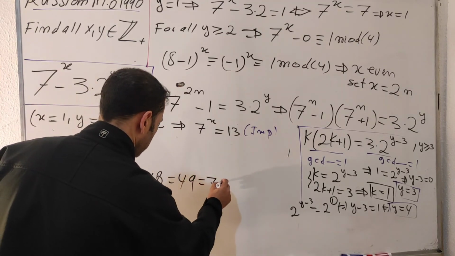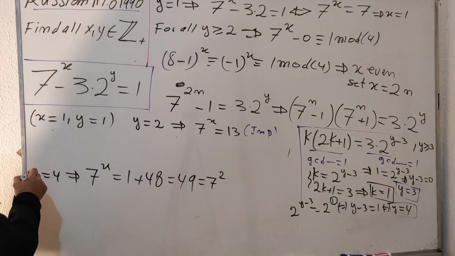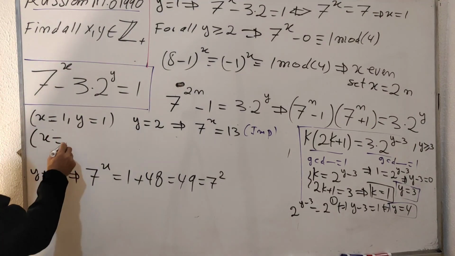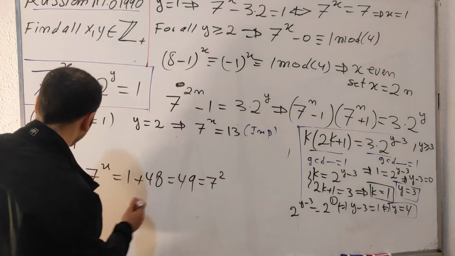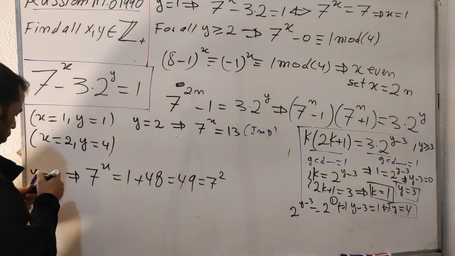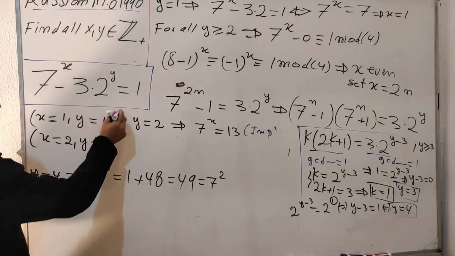Is the same as 7 squared. So I get the solution. I get x equals 2 because of this exponent, and y is already number 4. So I get only 2 solutions for this equation.